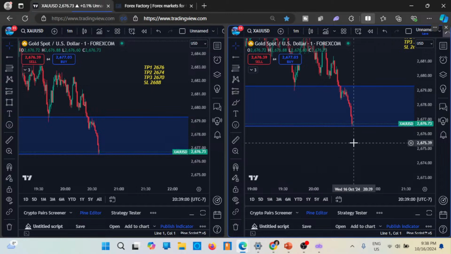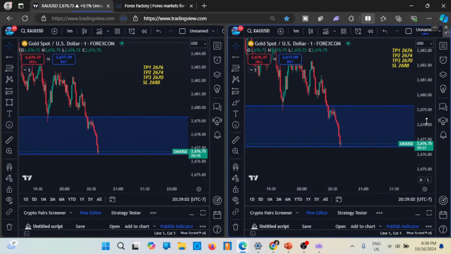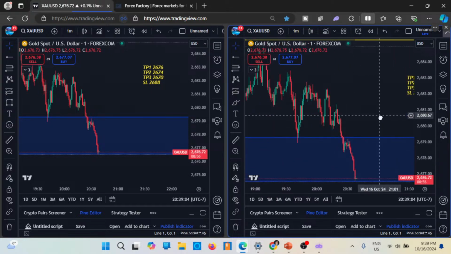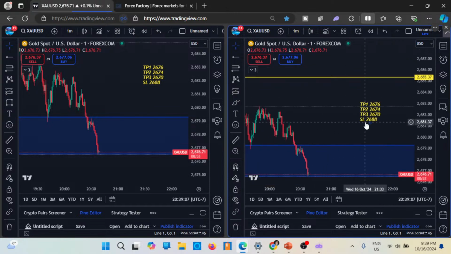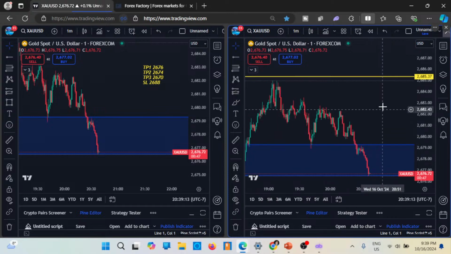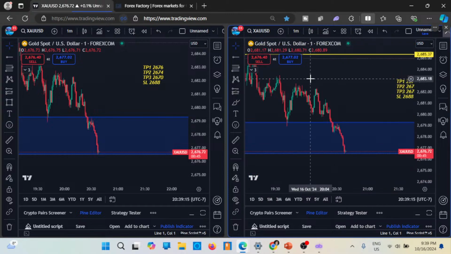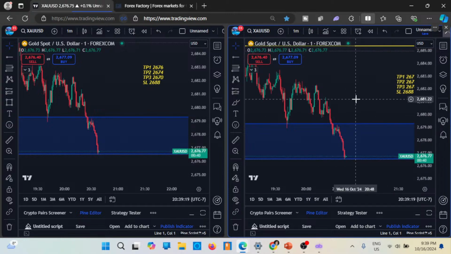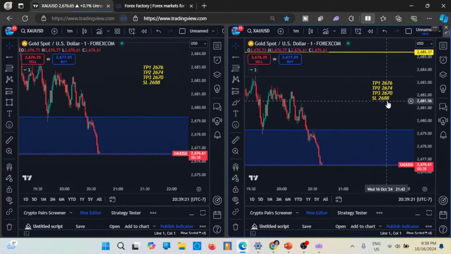How do you break even? Breaking even basically means you will move your stop loss. Initially our stop loss was at 26.88, right? That was where our stop loss was supposed to be from where we entered the trade. But since the price has gone our way, we are already in a huge amount of profit. Now we don't need to have our stop loss at 26.88 anymore.